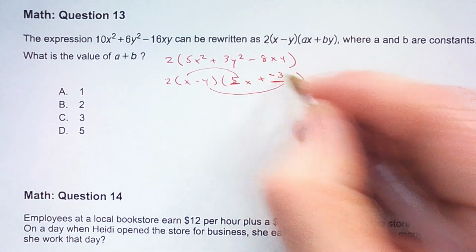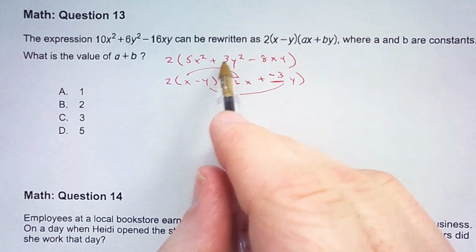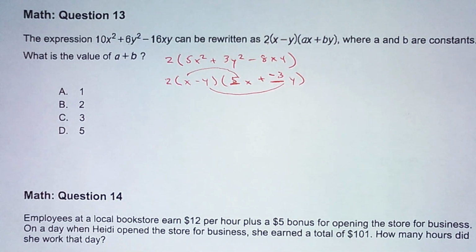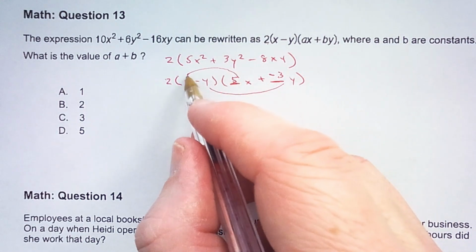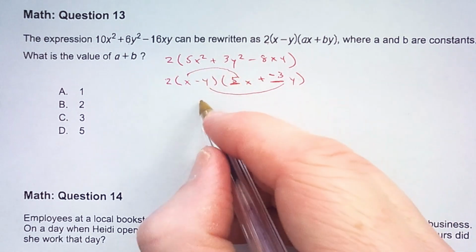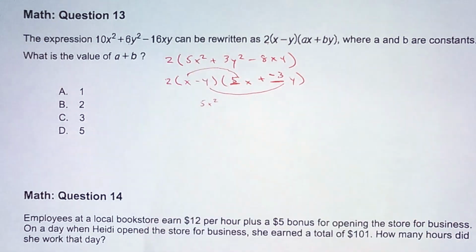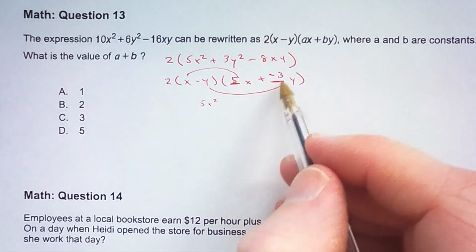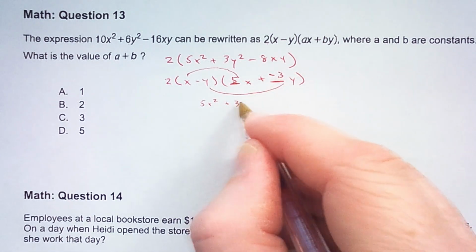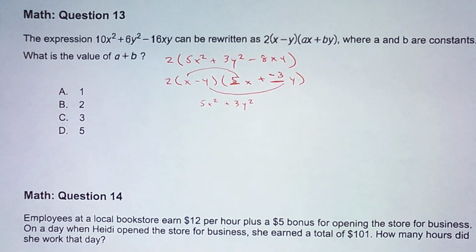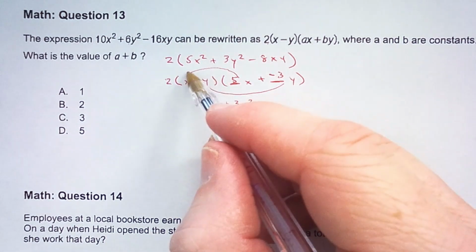That's going to have to be multiplied by negative 3y in order to get positive 3y squared. Okay, so the distributing that I just did now gives me my 5x squared, which I have here, and then negative y times negative 3y gives me the positive 3y squared. Now let's see if everything else works out.